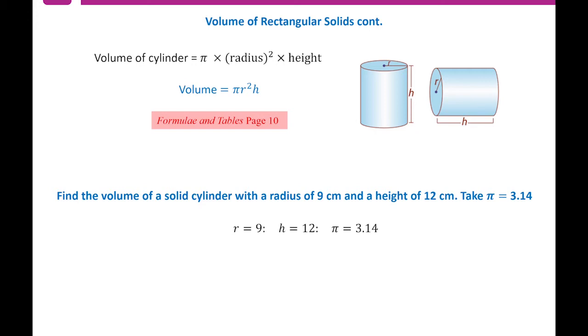So the radius is equal to 9, h or height is equal to 12, and pi is equal to 3.14. Step 1, write down your formula. The volume is equal to pi r squared h. From here, substitute into your formula. Your volume is equal to 3.14 times 9 squared times 12. The volume of our cylinder is equal to 3052.08 centimeters cubed. Please note that the unit of volume is always cubed as it is a 3D shape.